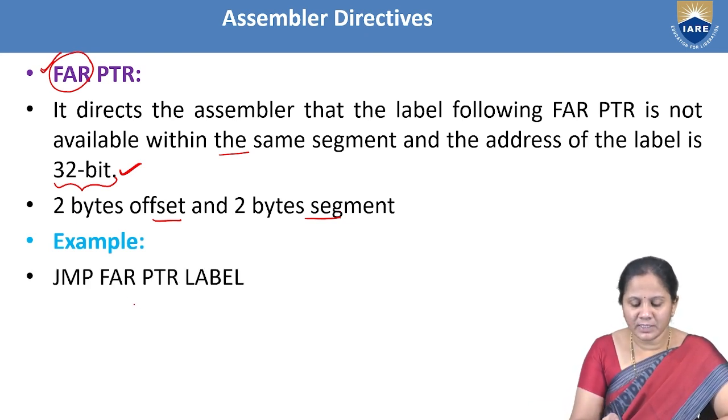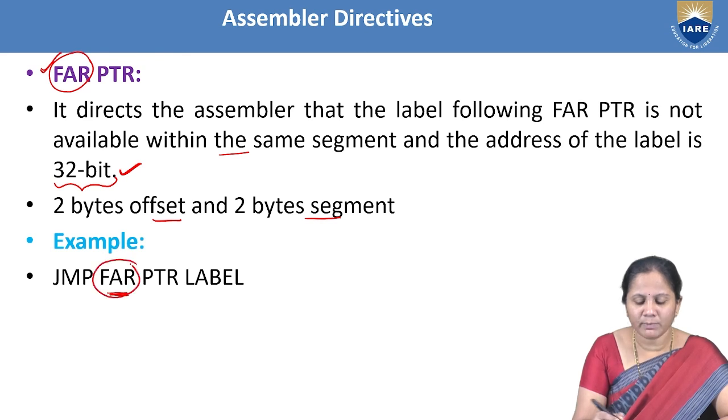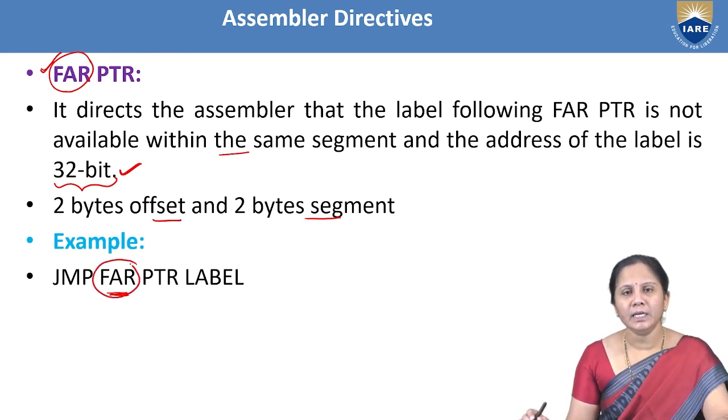So for example, if you see here, jump far PTR label. So this far is an assembler directive which indicates that it is not present within the segment.